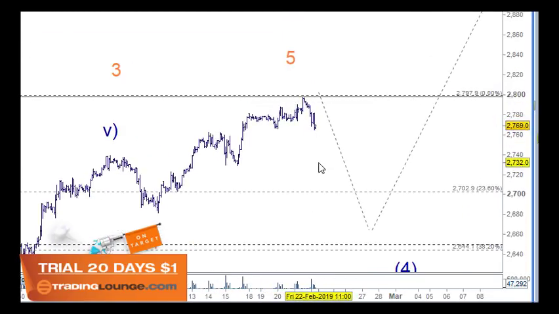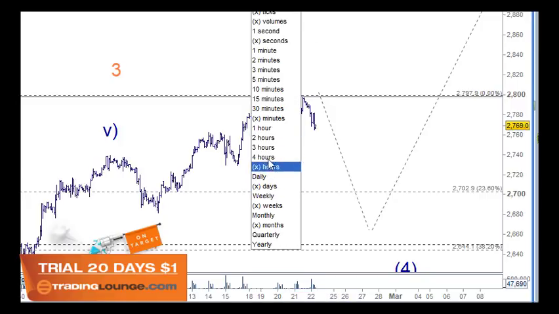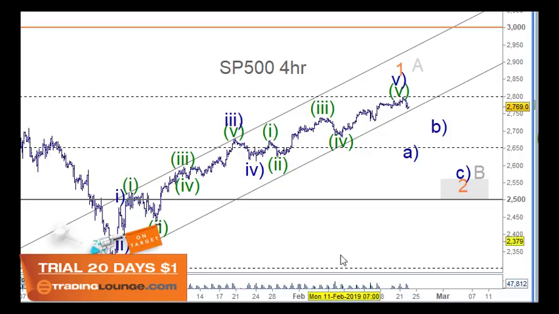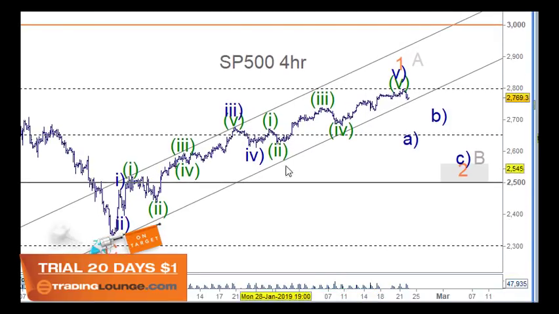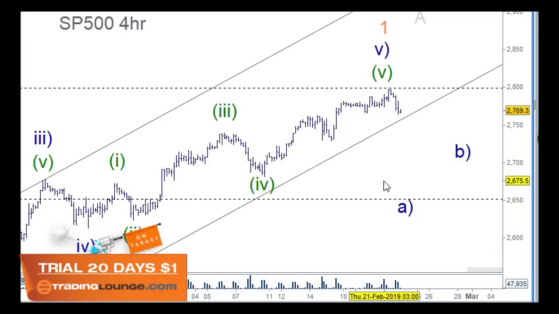What we'd be looking for is a 5-wave sequence down here, right? Okay, so that's what we need to look at. So let's just go back to our original count here. This is the 4-hour chart here, so looking at an impulse wave to the upside here, and yeah, with the top in place close to the 2800 area through here.